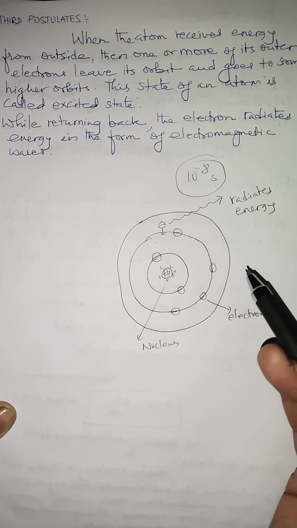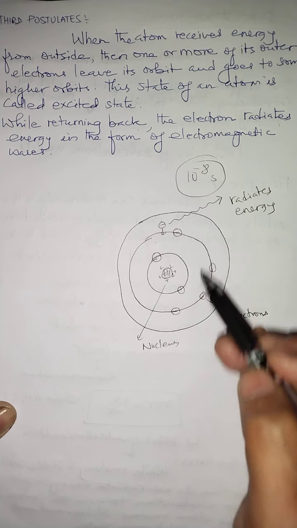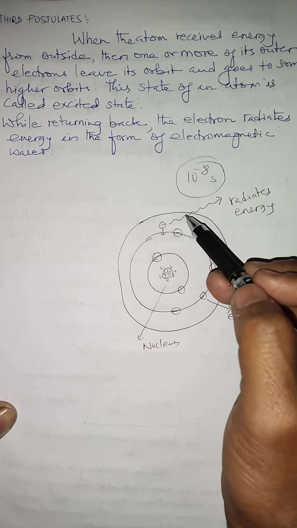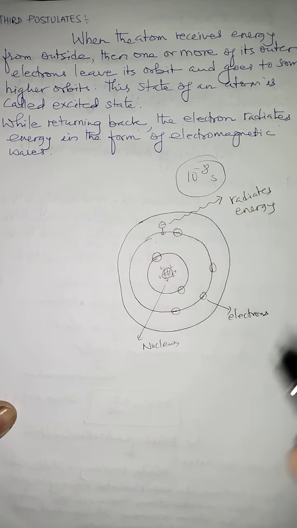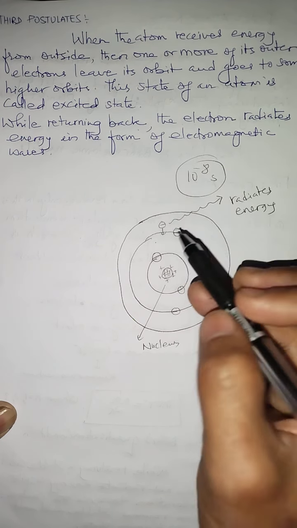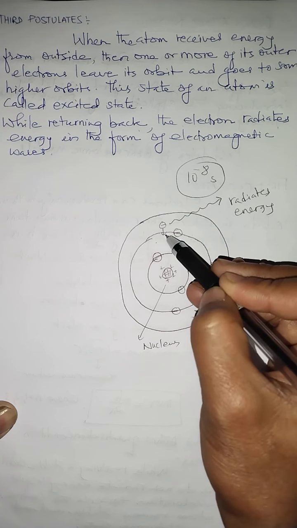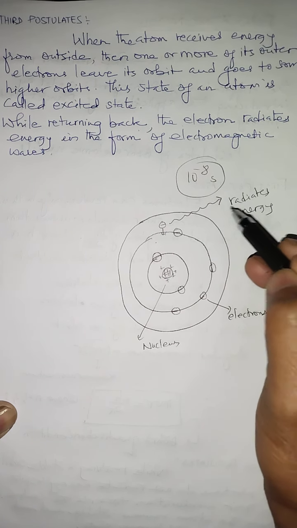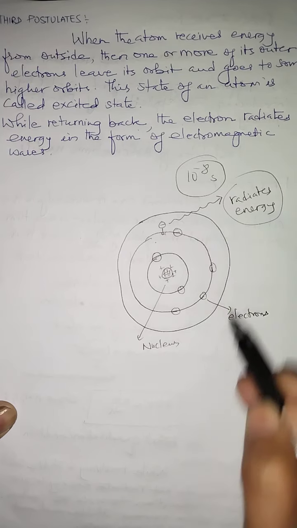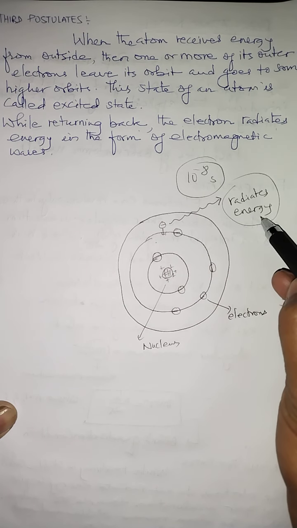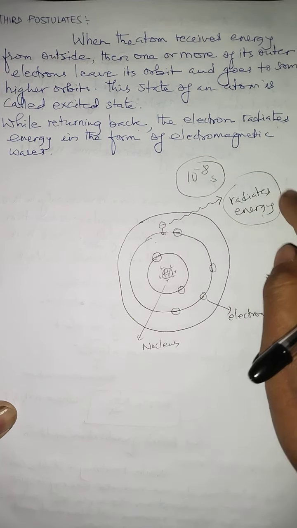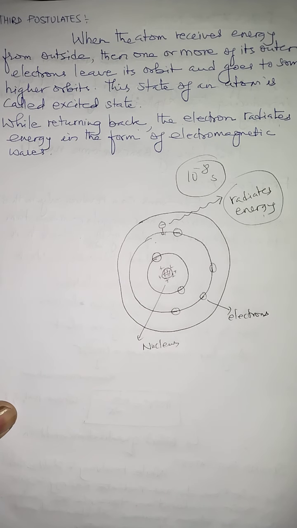Now this is the case where the electrons are jumping from higher orbits to lower orbits. If any one electron jumps from a higher orbit to a lower orbit, like this electron, then that electron radiates what? Energy. That electron radiates energy in the form of electromagnetic wave. Means the atom is radiating energy in the form of electromagnetic wave. But this radiated energy has a what? Frequency.